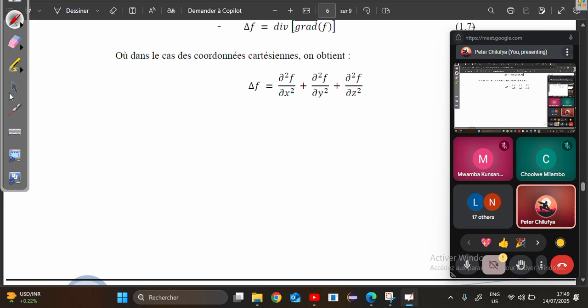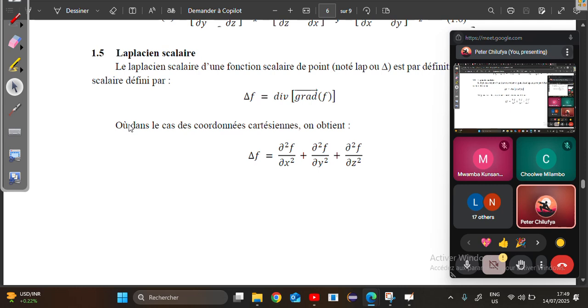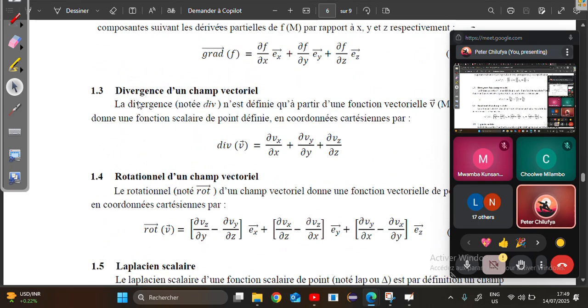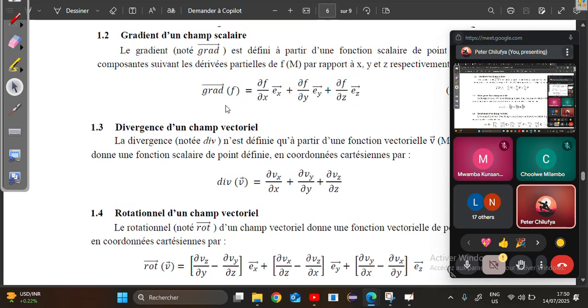Now, after explaining the physics meaning of divergence, gradient, and the rotational, I'm now going to explain the mathematics part. So you're now trying to quantify gradient. This is the formula that you apply. The partial derivative of f with respect to x in the x direction, the partial derivative of f with respect to y in the y direction, plus the partial derivative of f with respect to z. This is how you find the gradient in the Cartesian coordinate system, because the unit vectors that you have are the basis vectors of the Cartesian coordinate system.